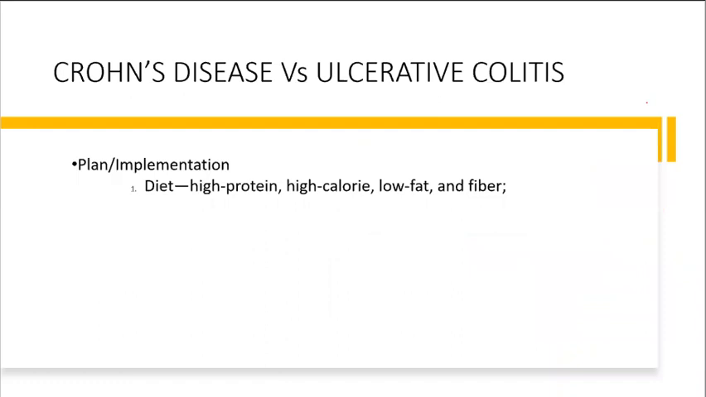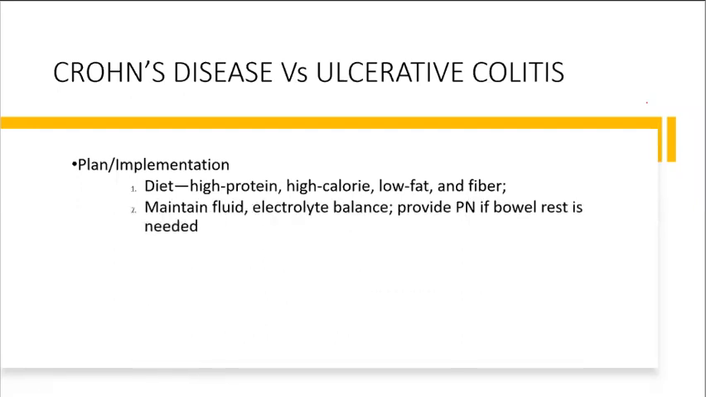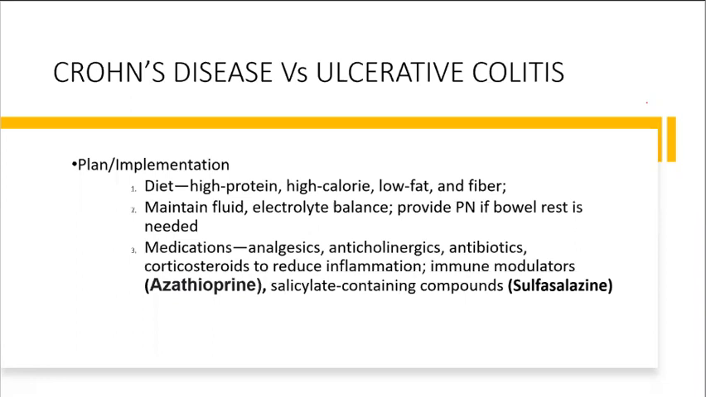So what's our plan for this client? We want to place them on a high protein, high calorie, low fat and low fiber diet. We want to maintain fluid and electrolyte balance. We want to provide parenteral nutrition if we need to rest the bowels. We want to provide medications like analgesics for the pain, anticholinergics, and antibiotics. We want to place them on corticosteroids to help reduce the inflammatory process.